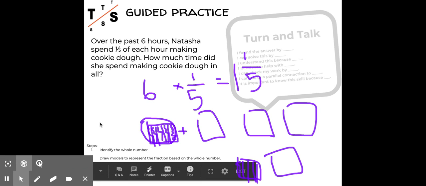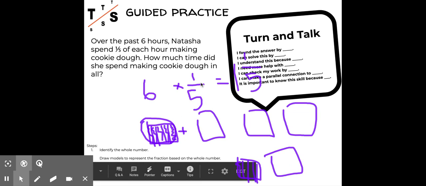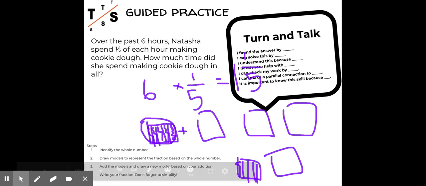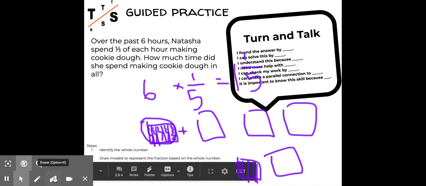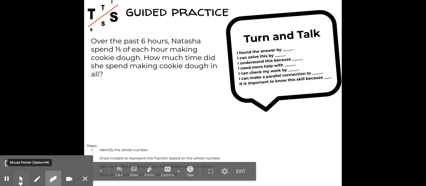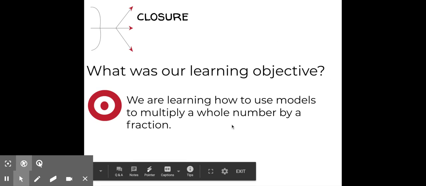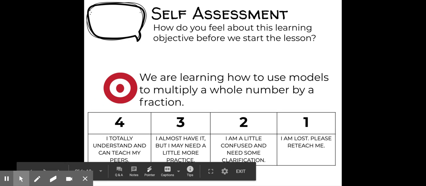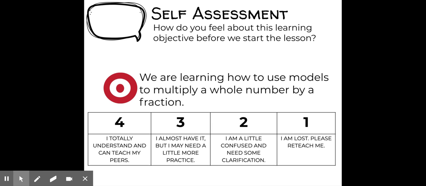So using our math talk, how can we explain what we did? I found the answer by, I understand this because, I can check my work by. And I think the models really help us understand what we need to do. So what was our learning objective today? We are learning how to use models to multiply a whole number by a fraction. I want you to think about your level of understanding before we started and write down the number of how you feel now. Has it changed? Have you increased? Or do you need more help? You can always go back to the video to review the problems again.